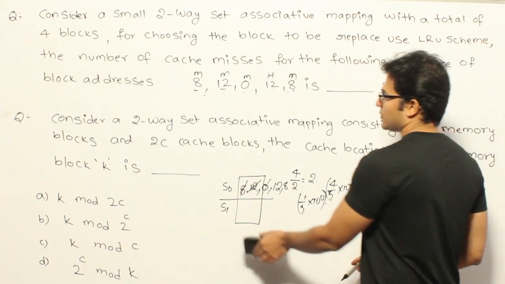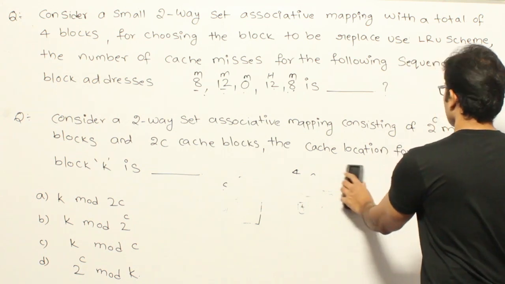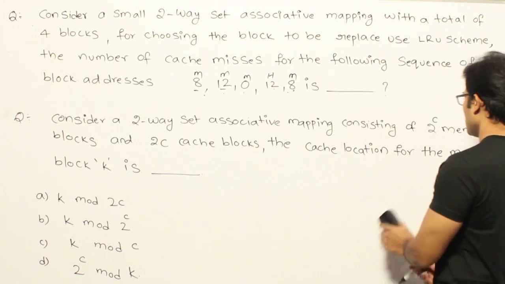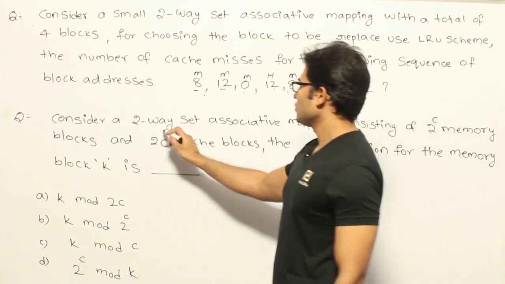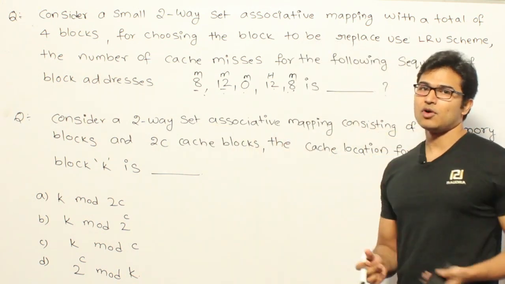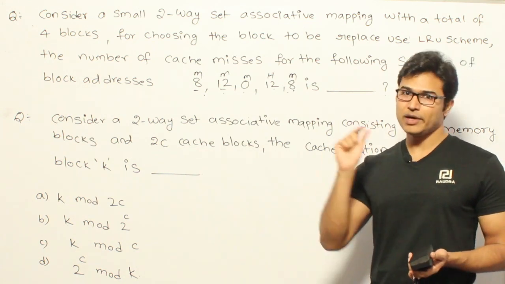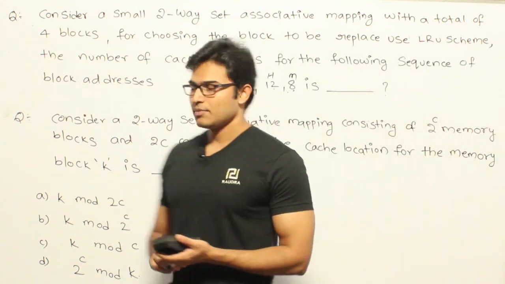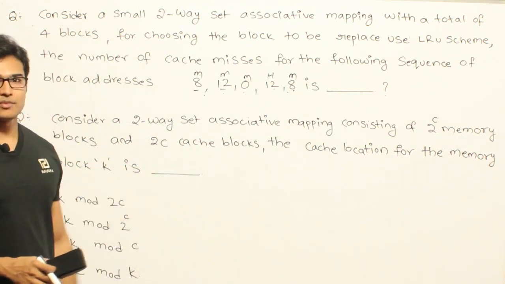Okay. Next one is, consider a two-way set associative mapping consisting of 2 power C memory blocks and 2C cache blocks. The cache block location for memory block K is. Now they are saying that we are having a two-way set associative mapping. So what does it mean? We are dividing the entire cache blocks into sizes of 2 blocks each. So each set is going to contain 2 cache blocks. Okay, that is the meaning of it, and the total number of memory blocks is 2 power C, and 2C is the cache blocks.